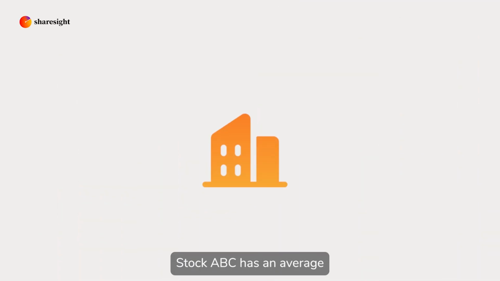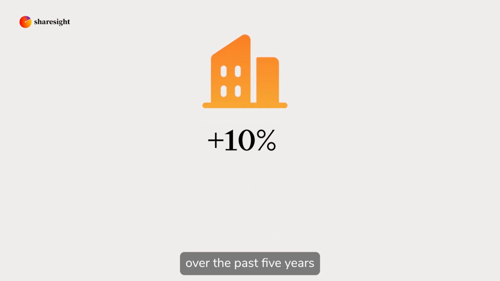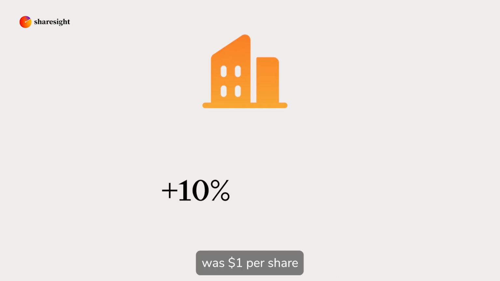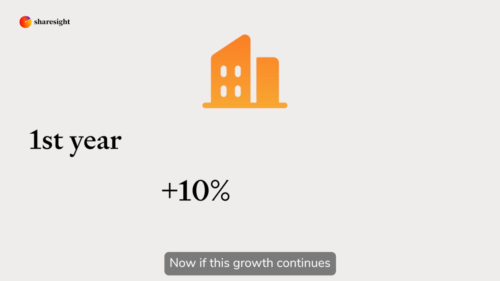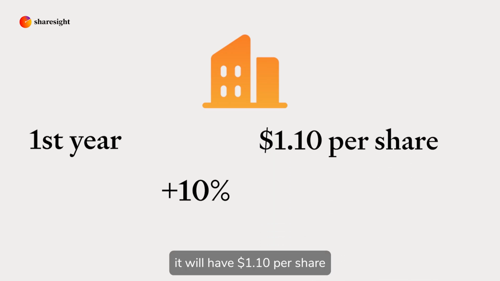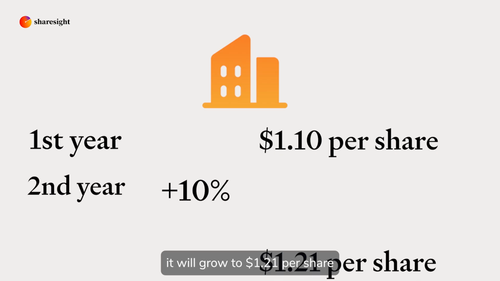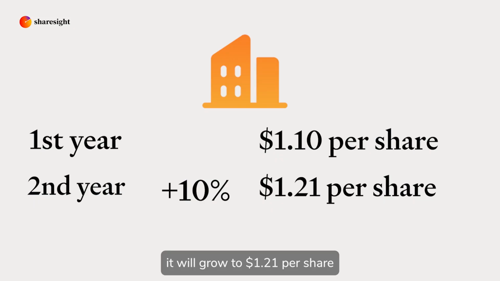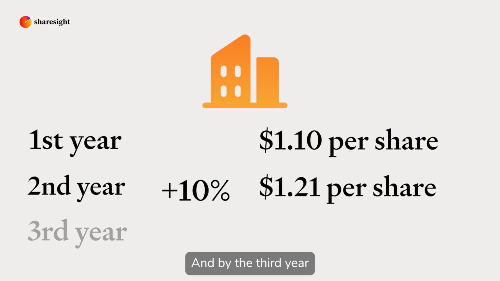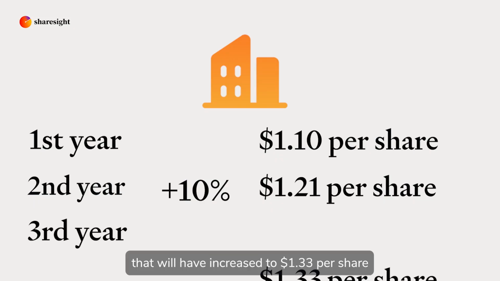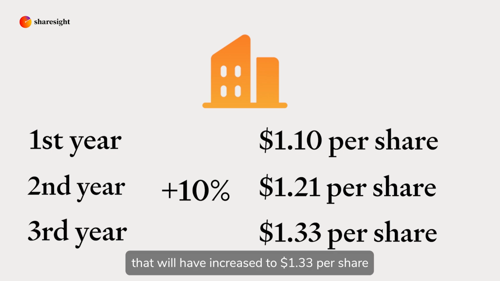Let's take an example. Stock ABC has an average dividend growth rate of 10% per year over the past 5 years, and its most recent dividend was $1 per share. Now, if this growth continues, the first year it would have $1.10 per share, and in the second year it would grow to $1.21 per share, and by the third year that will have increased to $1.33 per share.